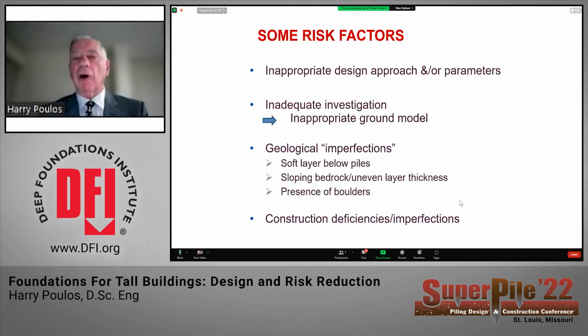Now, some of the risk factors involved here are fairly obvious. If we have inappropriate design parameters or we use an inappropriate design approach, that can be a risk. Inadequate investigation can be a risk because if we try and economize on that, we may finish up with an inappropriate ground model. And then we have what I call geotechnical imperfections, and I'll show some of these in a moment. But typically, for example, soft layers below the piles or sloping bedrock or uneven layer thicknesses or the presence of boulders. And then, of course, risk factors are present very clearly in terms of construction deficiencies and imperfections in the construction process.